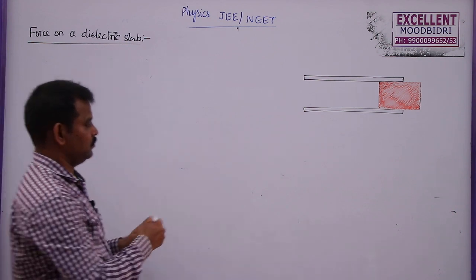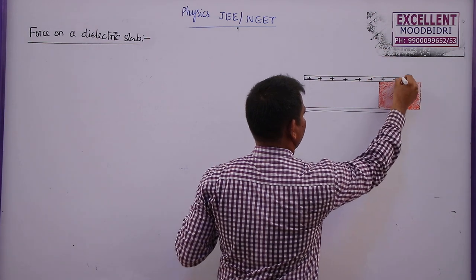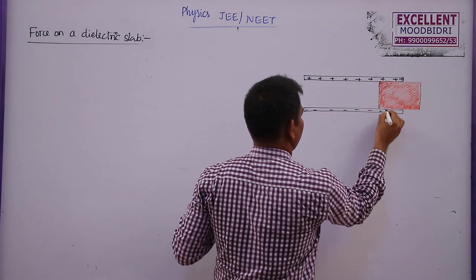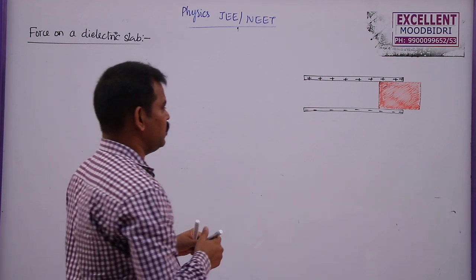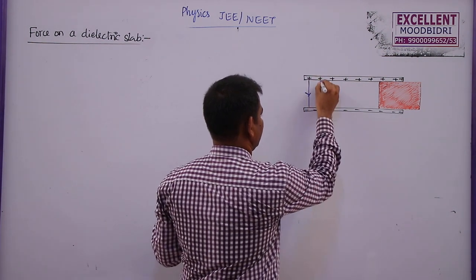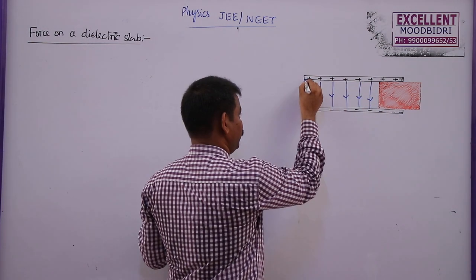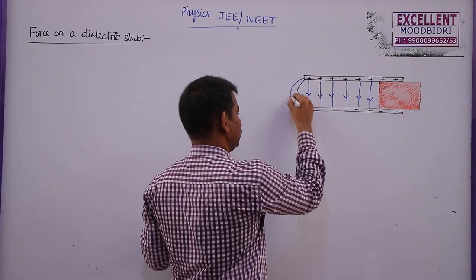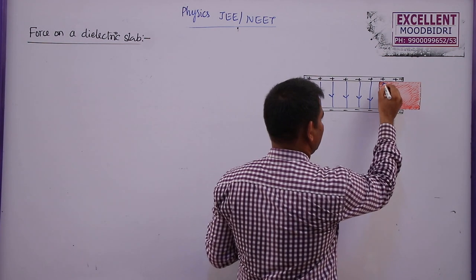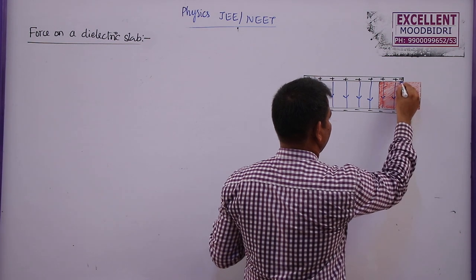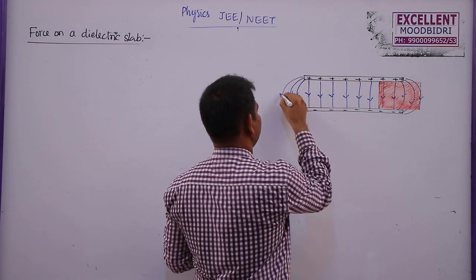Force on a dielectric slab. This is a capacitor with a positive charge on this one, and this is the negative plate on the other side here. We know that the electric field always acts between the positive and negative plates. So this is the direction of the electric field between the positive and negative plates. But we know that at the ends the field is not uniform, and this is called a fringing field. Similarly here also, this is the electric field within this one, but a fringing field will be produced here. So this is the fringing field.